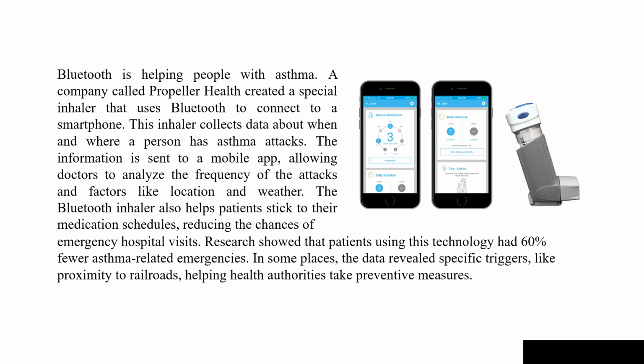Bluetooth is helping people with asthma. A company called Propeller Health created a special inhaler that uses Bluetooth to connect to a smartphone. This inhaler collects data about when and where a person has an asthma attack. Researchers show that patients using this technology have about 60% fewer asthma-related emergencies. In some places, the data reveals specific triggers, for example, proximity to railroads, helping health authorities take preventive measures.